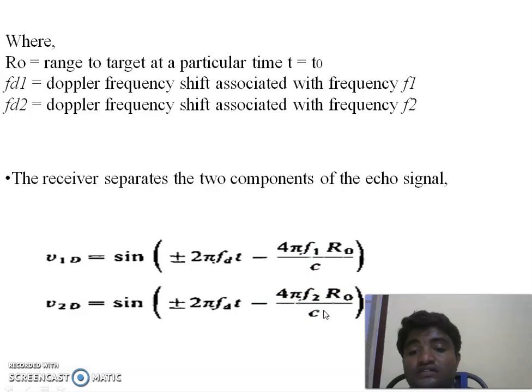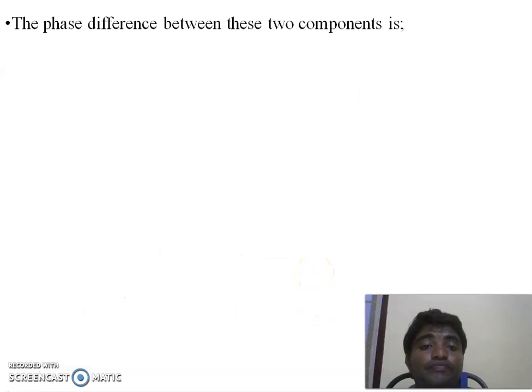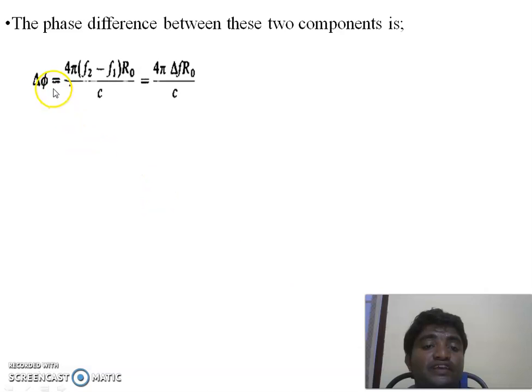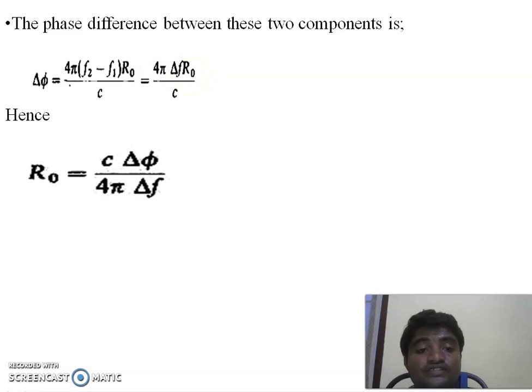Therefore, the phase difference between two signals is delta phi equal to 4 pi into f2 minus f1 into r naught by c. f2 minus f1 is nothing but a frequency deviation delta f, that is equal to 4 pi delta f r naught by c. By using this equation, we can measure the range r, because phase difference we can calculate. We know the phase difference, and we know the velocity of light, we know the frequency deviation delta f. That means we can measure the range r naught. The range is given by c into delta phi by 4 pi into delta f.